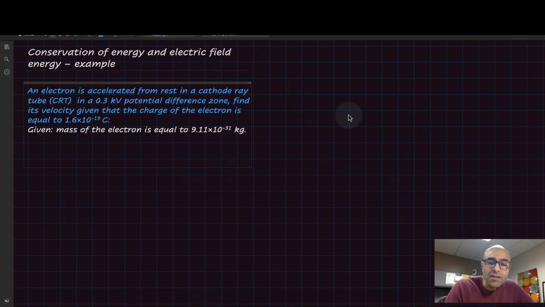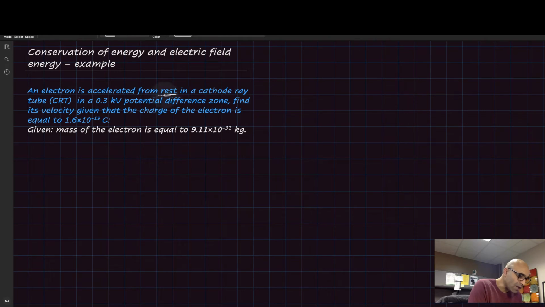Hey, let's check out this example together as an application of the conservation of energy within the vicinity of electric field energy. Okay, so we have an electron that is accelerated from rest in a cathode ray tube, CRT for short, through a 0.3 kilovolt potential difference. So the electron is accelerated towards a point within a cathode ray tube through 300 volts, because 0.3 kilovolts is 300 volts.